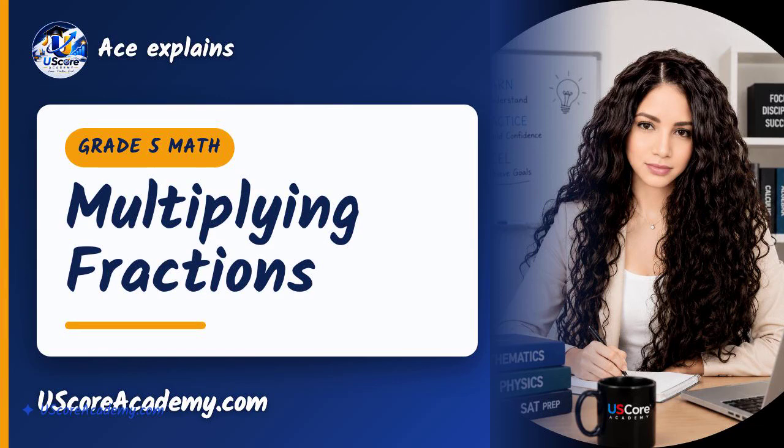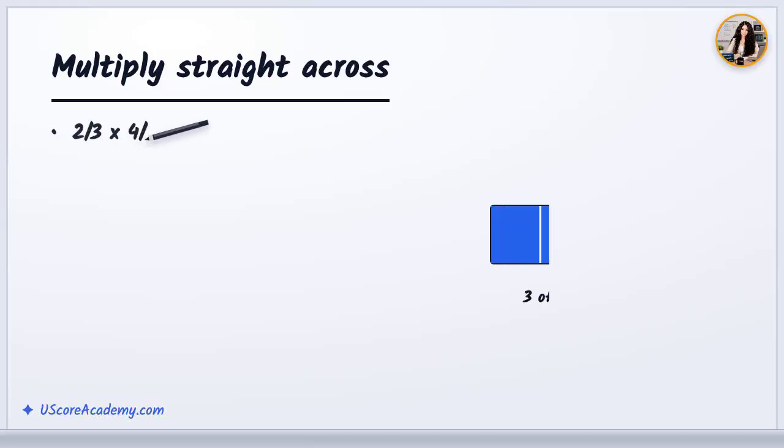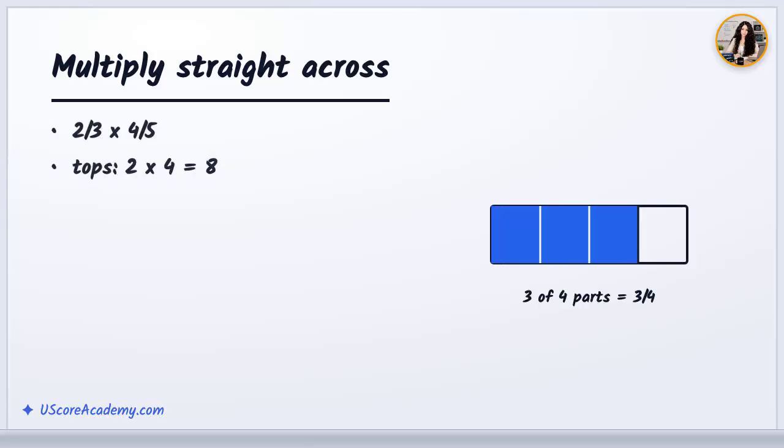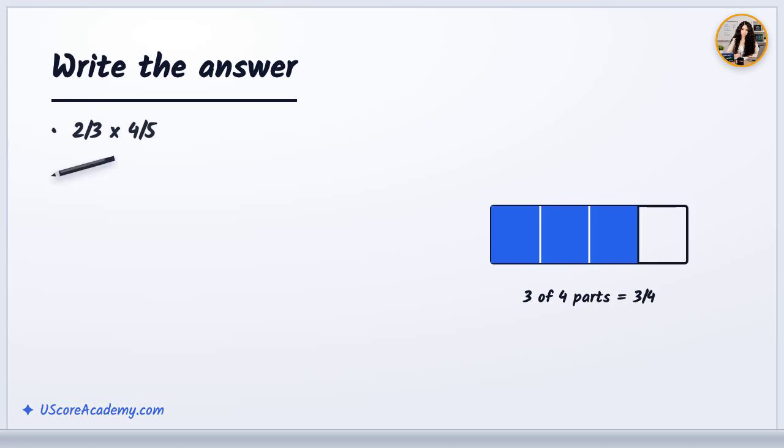Let's learn multiplying fractions together, step by step. Multiplying fractions is simple. Multiply the top numbers together, then multiply the bottom numbers together. For 2/3 times 4/5, 2 times 4 is 8, and 3 times 5 is 15. So 2/3 times 4/5 equals 8/15. 8 and 15 share no common factor, so this fraction is already in its simplest form.